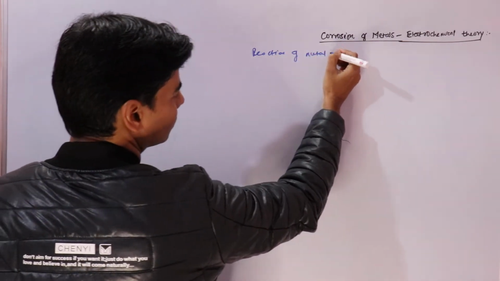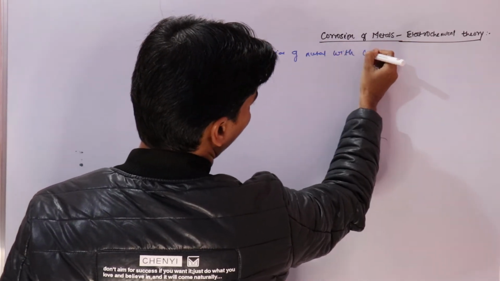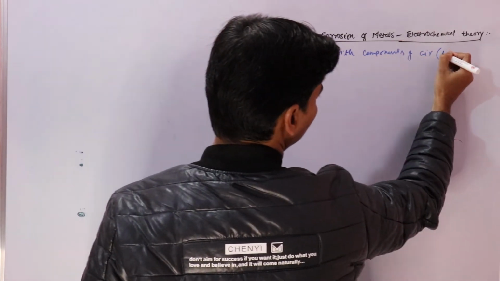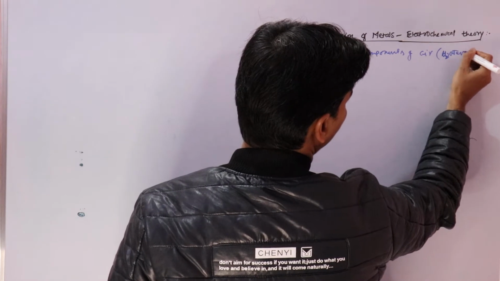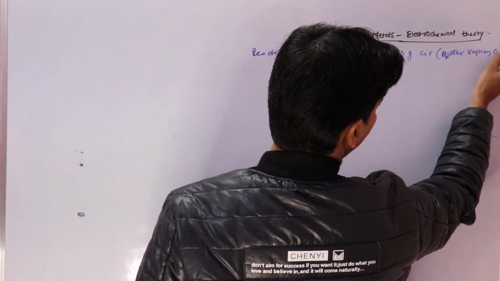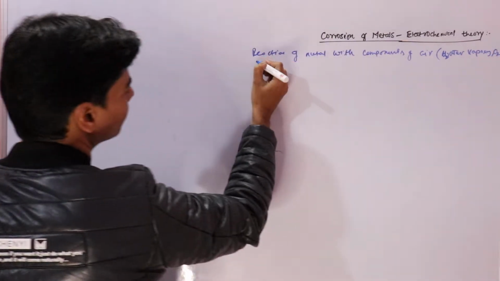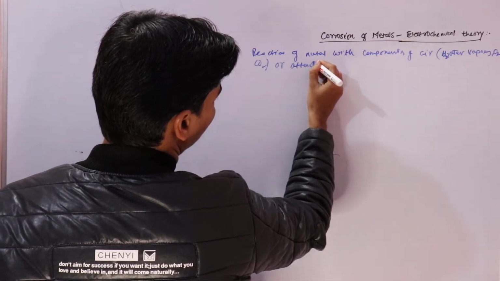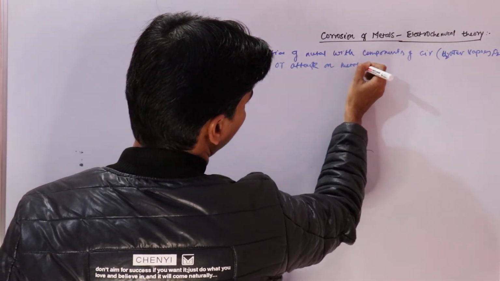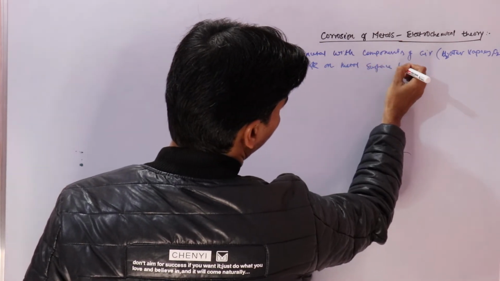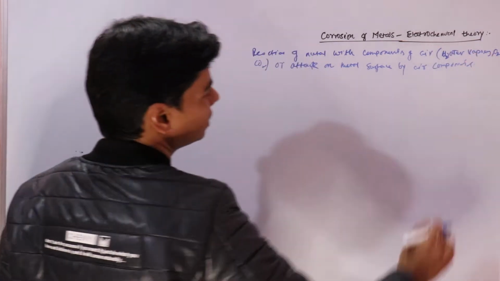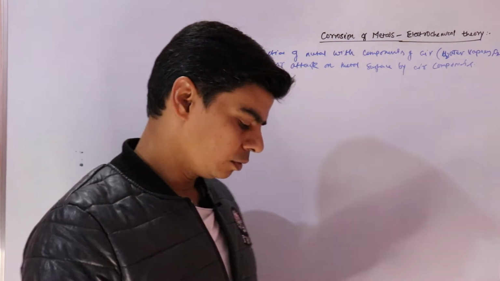So reaction of metals with components of air, like water vapor, oxygen and carbon dioxide, right? Or attack on metal surface by air components. This is your simple definition of corrosion. Now let's understand it by taking some examples.